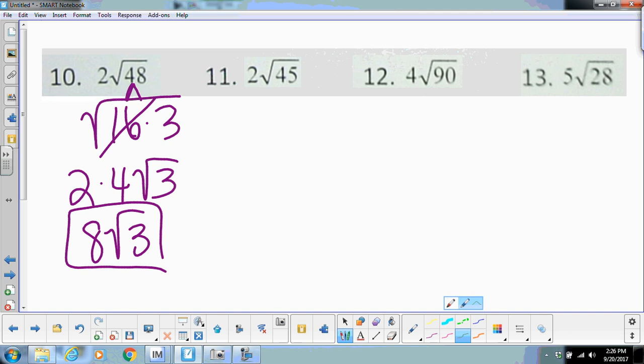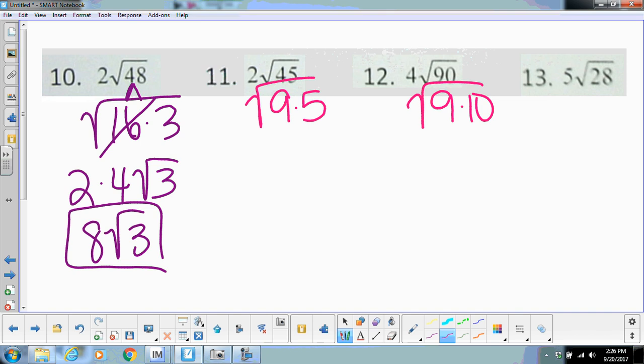Okay, so instead of completing the rest of them, I'm just going to show you the perfect squares that I would use. So for 45, I would use 9 and 5 because you can take the square root of 9. For 90, I would use 9 and 10 because again, you can take the square root of 9. And for 28, it would be 4 and 7, and you can take the square root of 4. Remember, I always put my perfect square first just so I can see it.